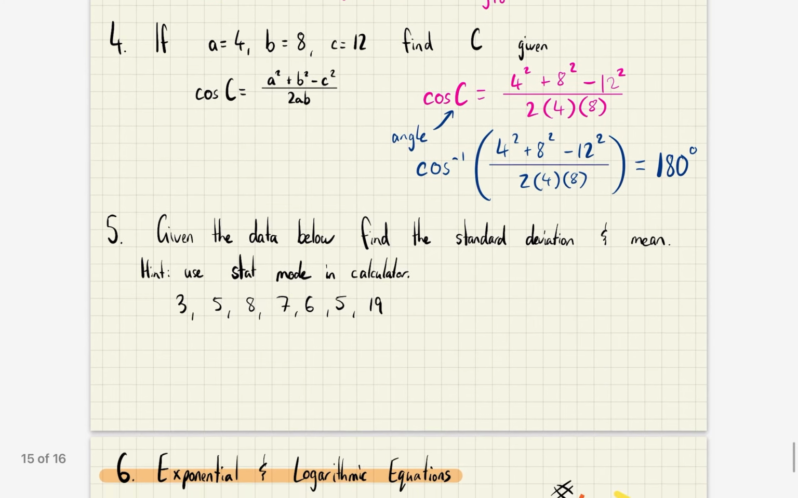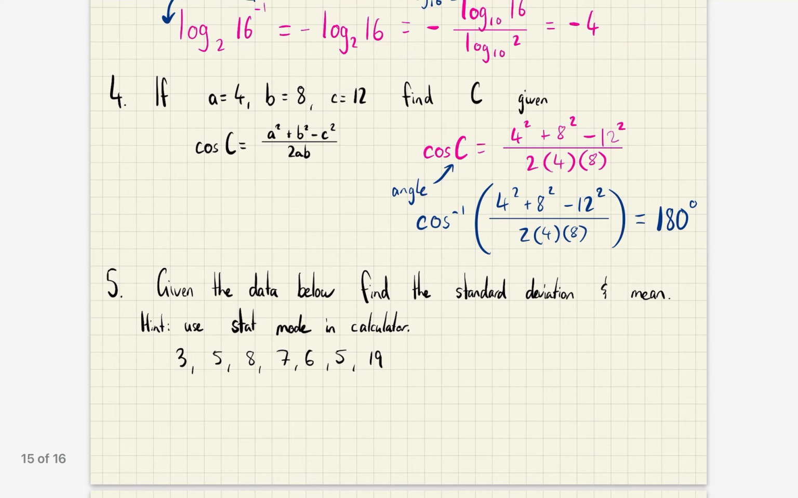Great. Now question 5. This one's a little bit hard for radio, in inverted commas, because I can't show you my calculator going through this process. So I'm just going to write down some notes as to tips on what's going on. So, given the data below, find the standard deviation and the mean. I wrote hint: use stat mode on your calculator, just in case you wanted to do these definitely before checking your answers.